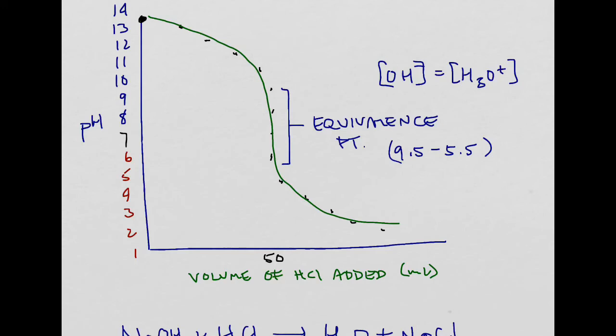Another thing you should understand is why is it that the area where you have the equivalence point is so incredibly steep? And it actually makes sense if you think about this for a moment.